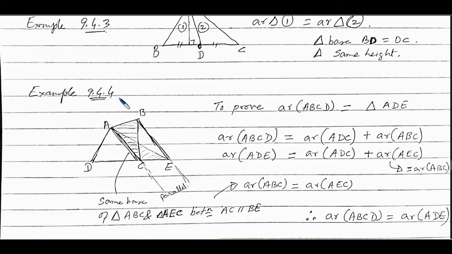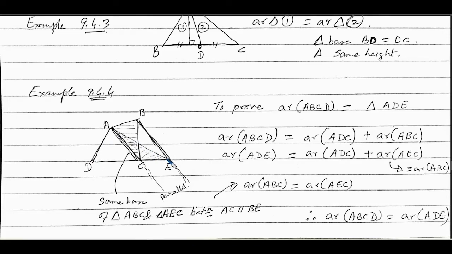Example 9.4.4. I have not written it again. You please go through your textbook and see what it is. But anyway, you will understand what it has asked. It says to prove that the area of this quadrilateral ABCD is equal to the area of the triangle ADE. So the area of this quadrilateral is equal to the area of this triangle.